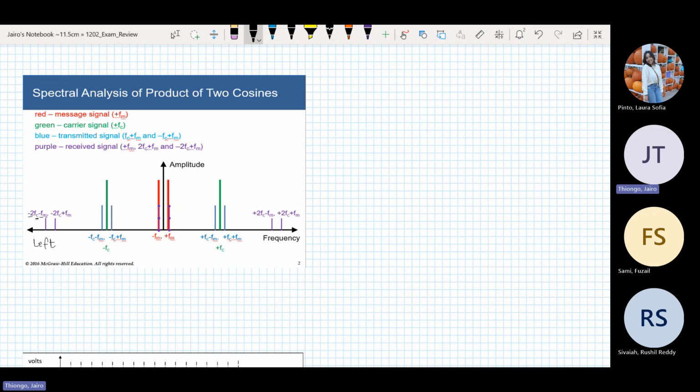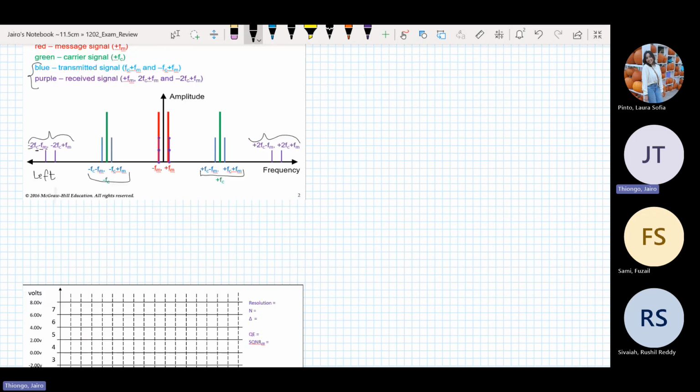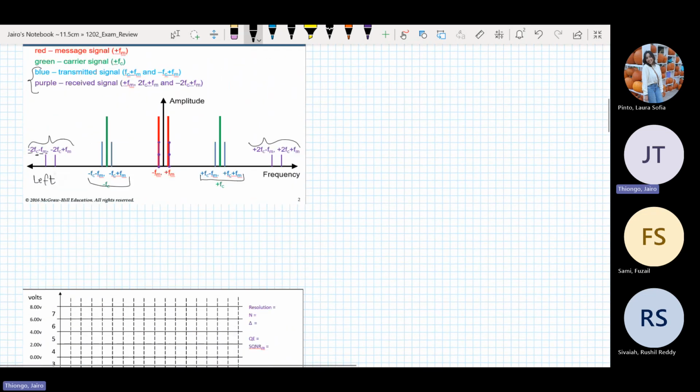I just put it there because we have another question that's going to depend on understanding this to answer the questions. It also helps to understand that this is a transmitted signal, the one in blue, and the one in purple is the received. Where is it? This one. So it helps to understand all that data that's given in the question, and you can find that in the slides.